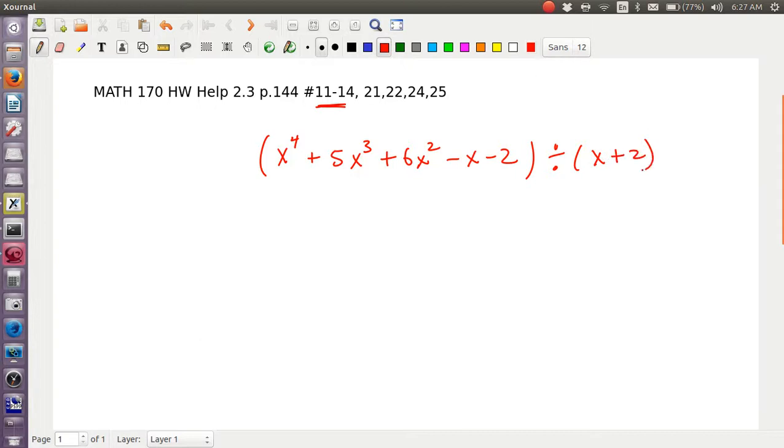Okay, the first thing you do is you check to see if there are any missing terms. I see 4, 3, 2, 1, 0, so we're good. We don't have any missing terms. If we had a missing term, we'd have to insert something like 0x squared if the x squared term is missing. The other thing we want to do is set this up into nice neat columns.